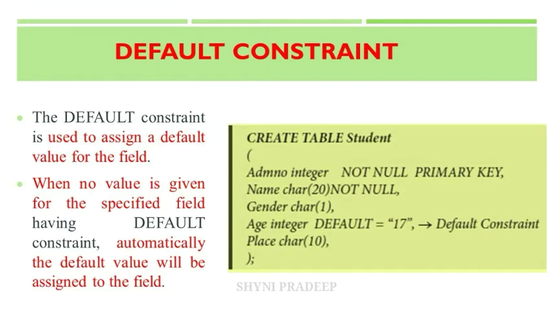See this example. In this example, the age field is assigned a default value of 17. Therefore, when no value is entered in age by the user, it automatically assigns 17 to age.